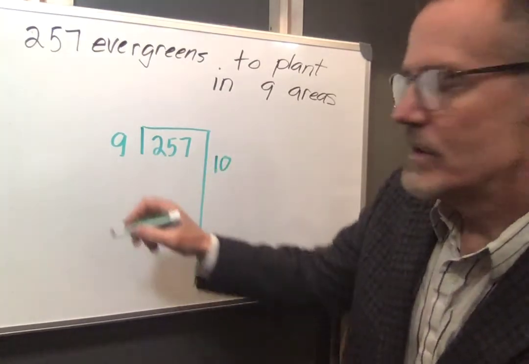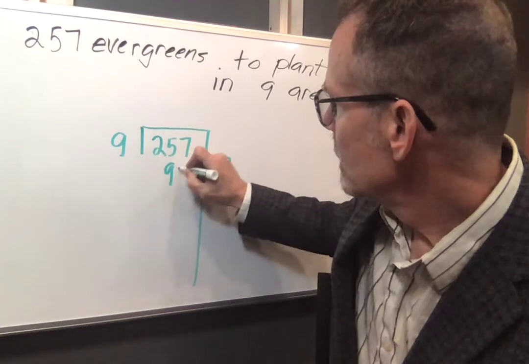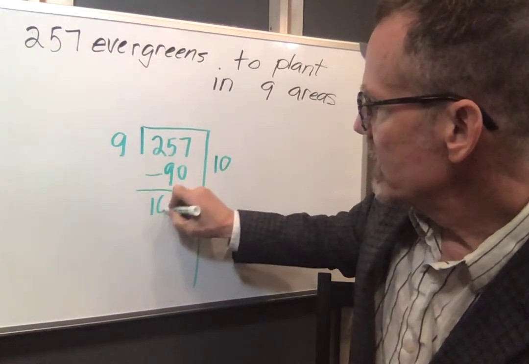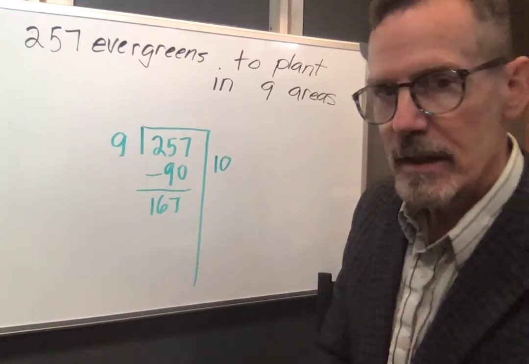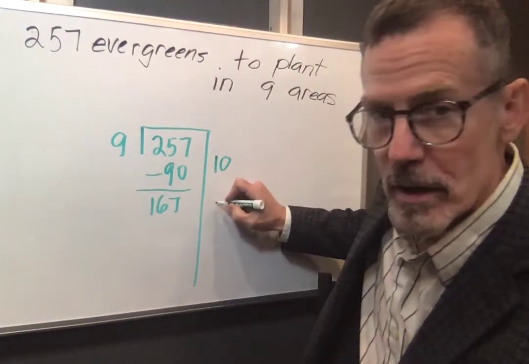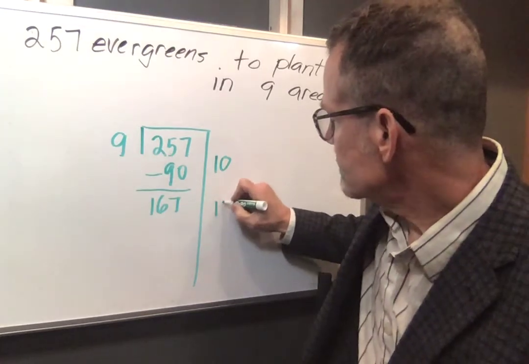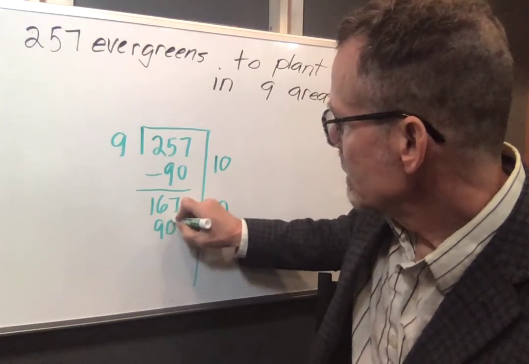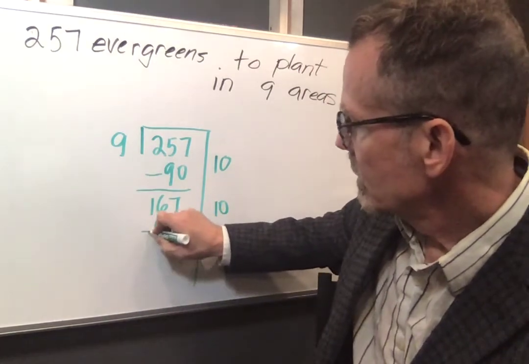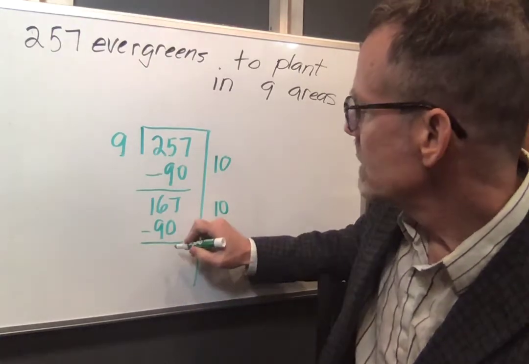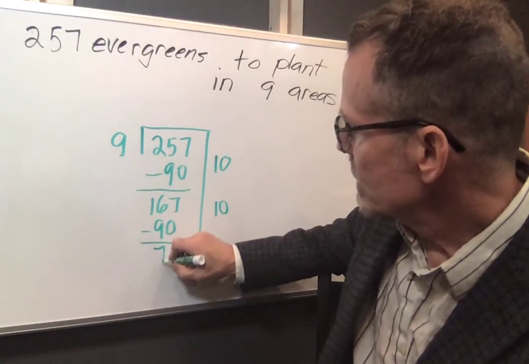So 10 9s we have to take out. So that leaves us with 167 left. So let's take out another 10. And that means 10 groups of 9, thus 90. That leaves us with 77.